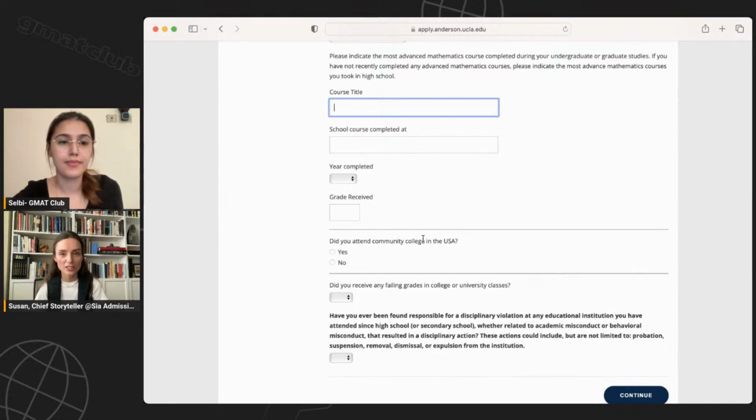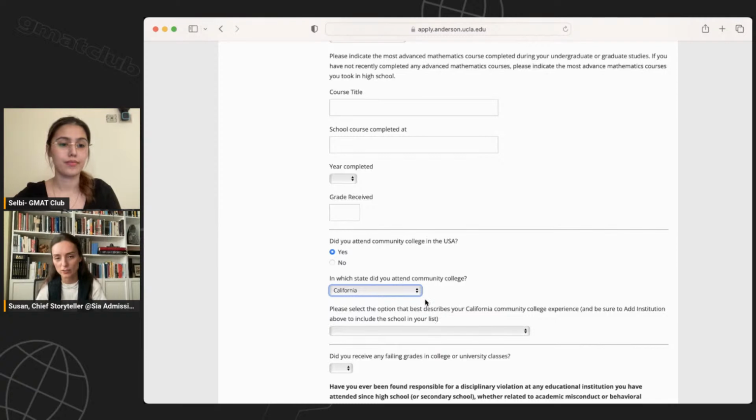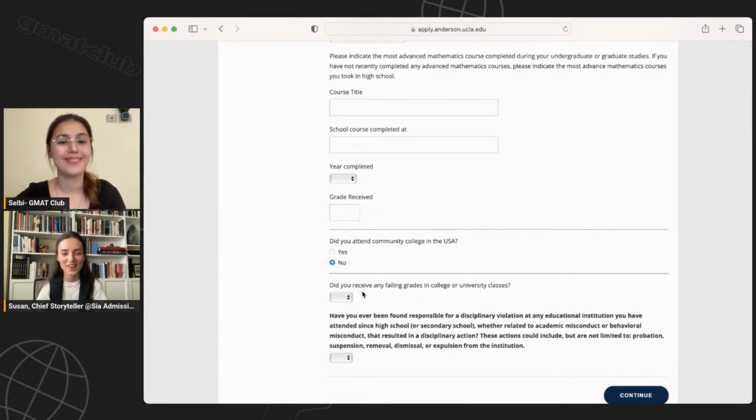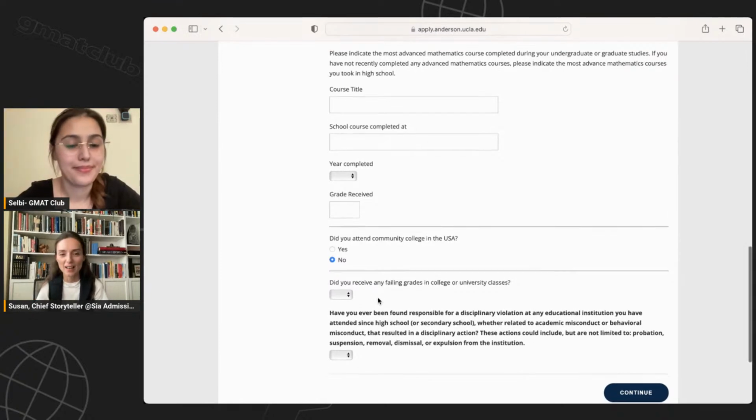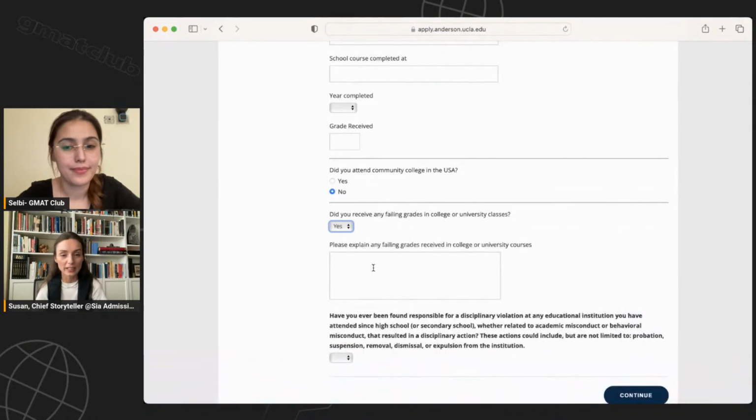If you've attended a community college, as I mentioned earlier, you would include it. You would say yes, and include the state. So let's just say California. As you can see, depending on your answers, new windows are going to pop up. I'm going to say no so that this clears out, but you would just continue down the path. If you've had any failing grades, you would include it here, and then explain the failing grade and what happened, why you failed.